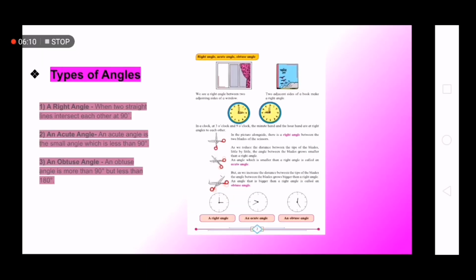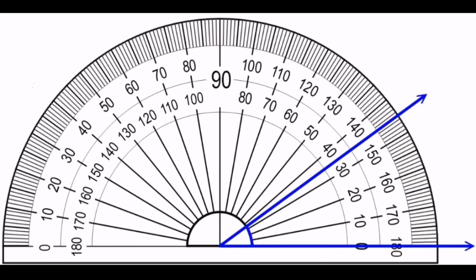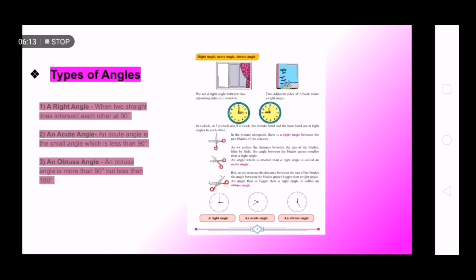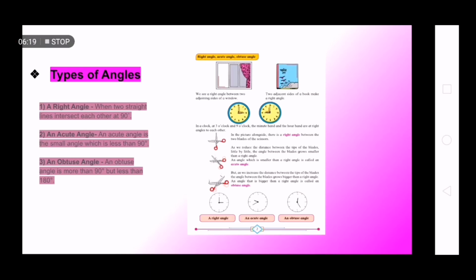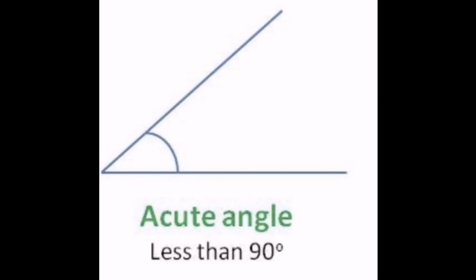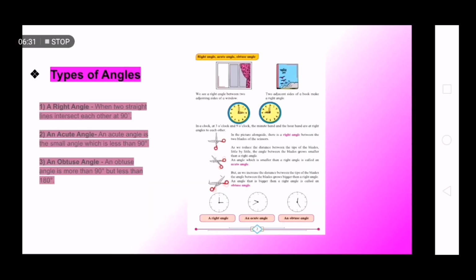and below that 90 degrees we can say it is an acute angle, and above the 90 degrees we can say it is an obtuse angle. An acute angle is the small angle which is less than 90 degrees. I said, below 90 degrees is called an acute angle, and after 90 degrees it is called an obtuse angle. And an obtuse angle is more than 90 degrees but less than 180 degrees.